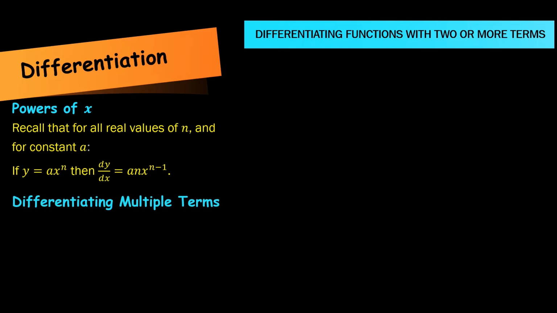We can also differentiate multiple terms. So if y equals a function of x, f of x, plus or minus g of x, another function, then dy dx equals f dash of x, which is the differential of the first function, plus or minus g dash of x, which is the differential of the second function.